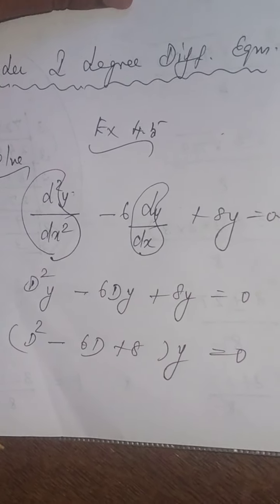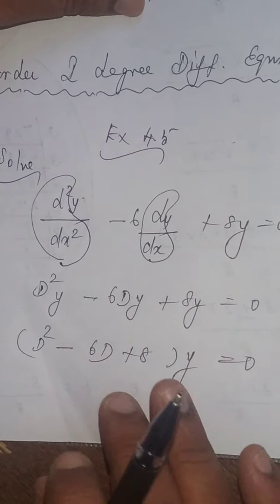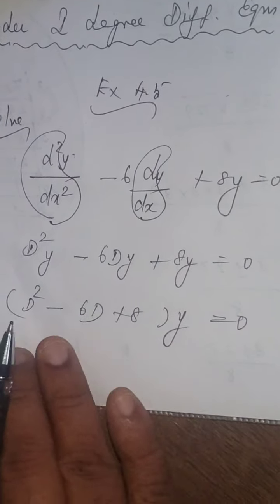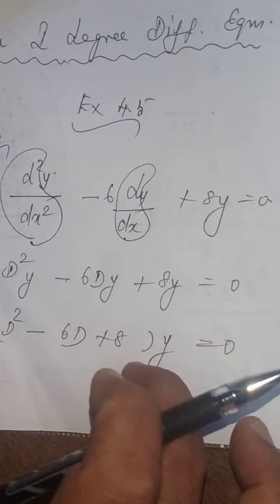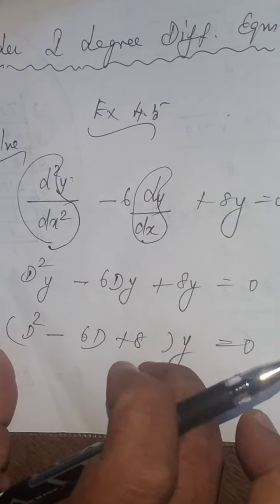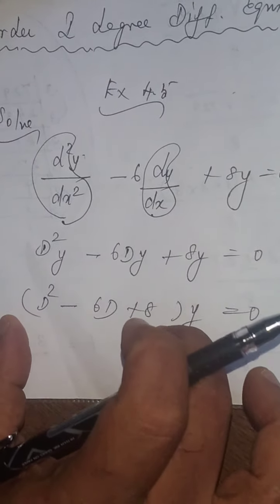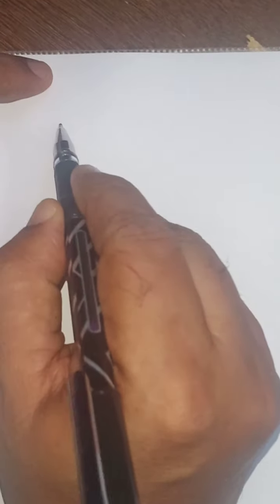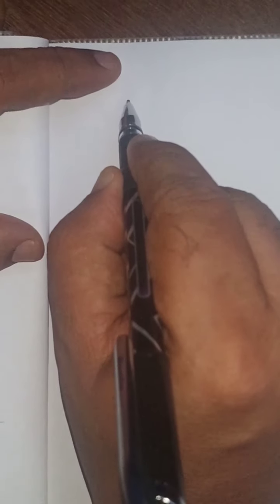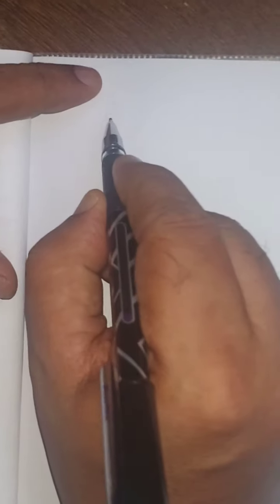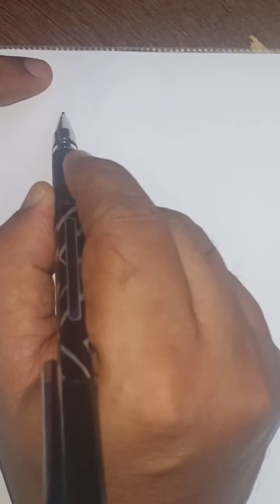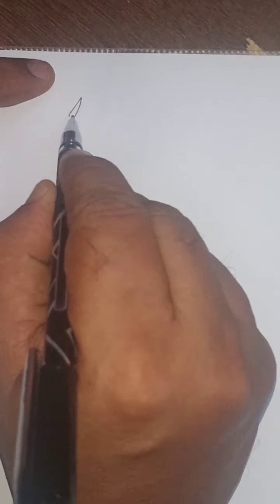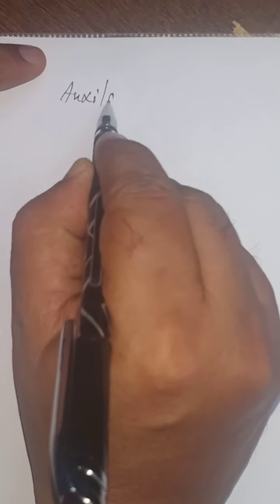Once you change the given differential equation into this form in terms of D, this is called phi of D, or you can say psi of D. This is the expression in terms of psi of D or phi of D. Now we have to find the complementary function. Before finding that, we have to find the auxiliary equation. So, the auxiliary equation.